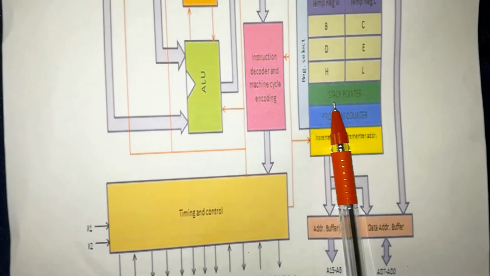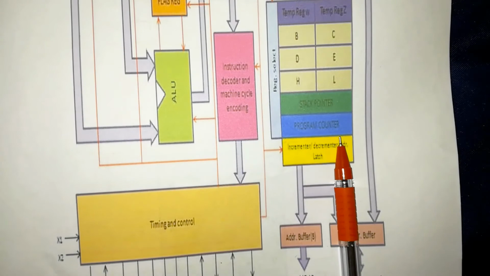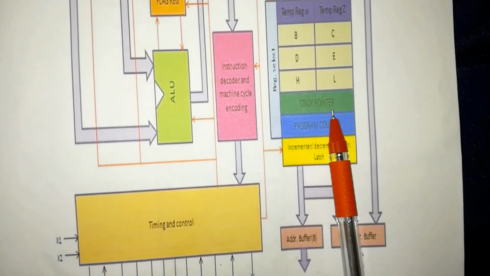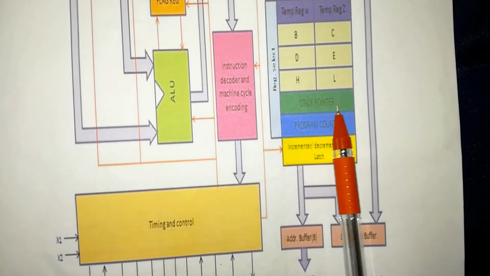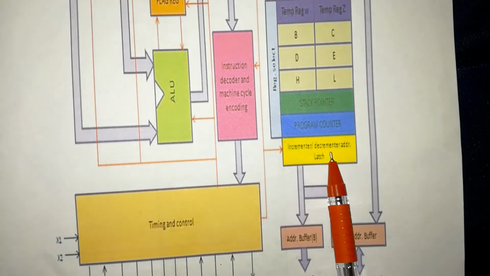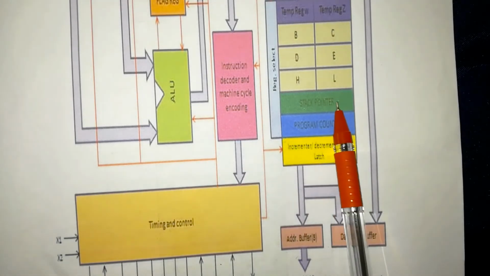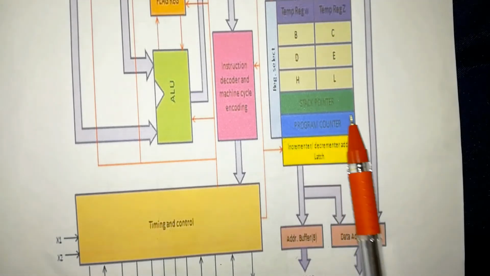These special purpose registers are stack pointer and program counter. This stack pointer is a 16-bit register which contains the address of stack top, that is the memory address of last byte entered in a stack. With the help of incrementer or decrementer, the stack pointer is decremented each time data is pushed into the stack and incremented each time when data is popped off the stack.